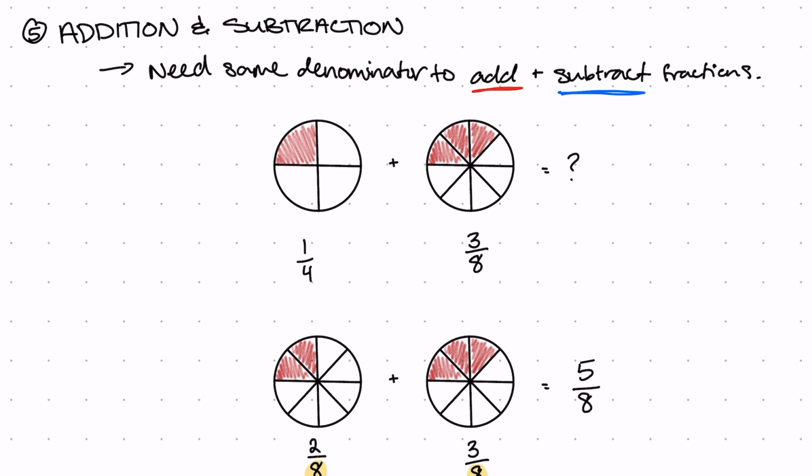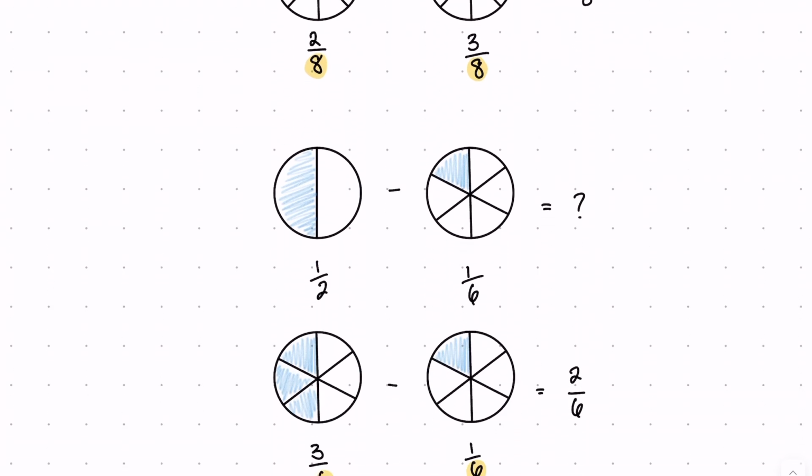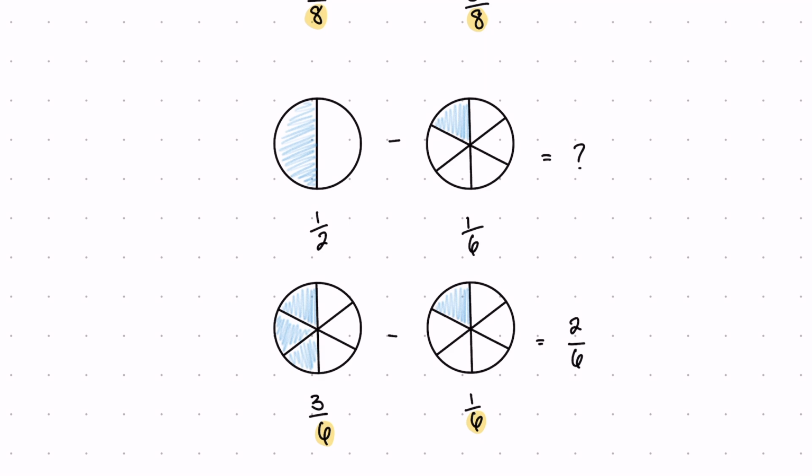But if we make the denominators the same, so we have everything divided into eighths for both the pies, it's a lot easier because now we have 2 of the 8 slices plus 3 of the 8 slices. So we have a total of 5 out of the 8 slices. Do you see how it's easier to add once everything is the same size or has the same denominator? And similarly for subtraction, if you had half of the pie and I asked you to subtract 1/6 of the pie, it's a bit difficult because they're different sizes, so you don't know what number to write.